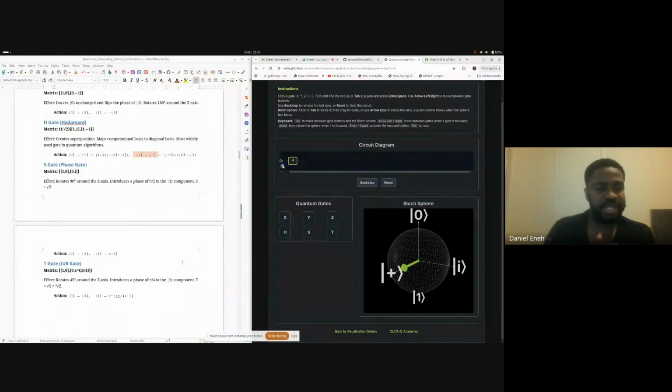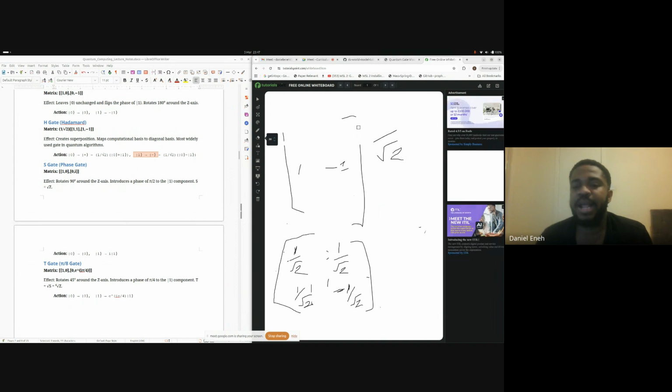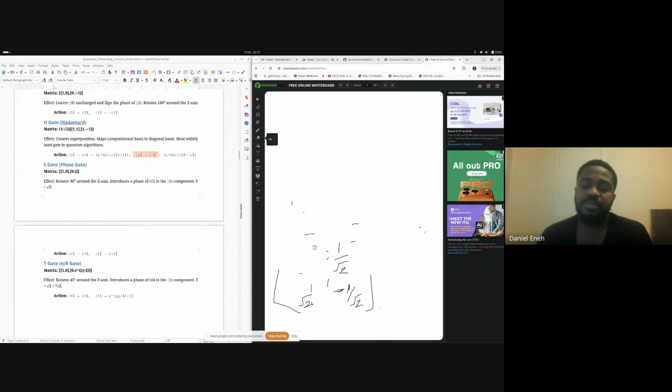Then we have the S gate. Okay. So the playground helps you to validate all these. In short, these are the formulas that make up the playground. It's just for you to visualize what really happens when you use a gate.